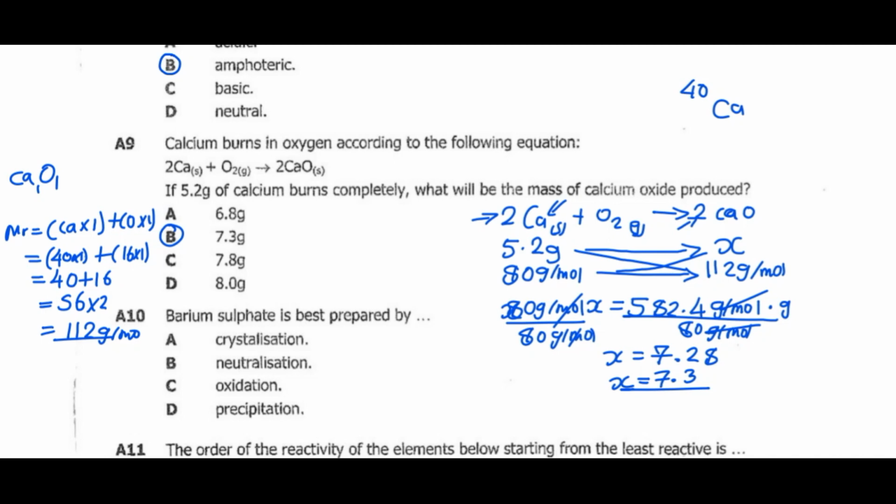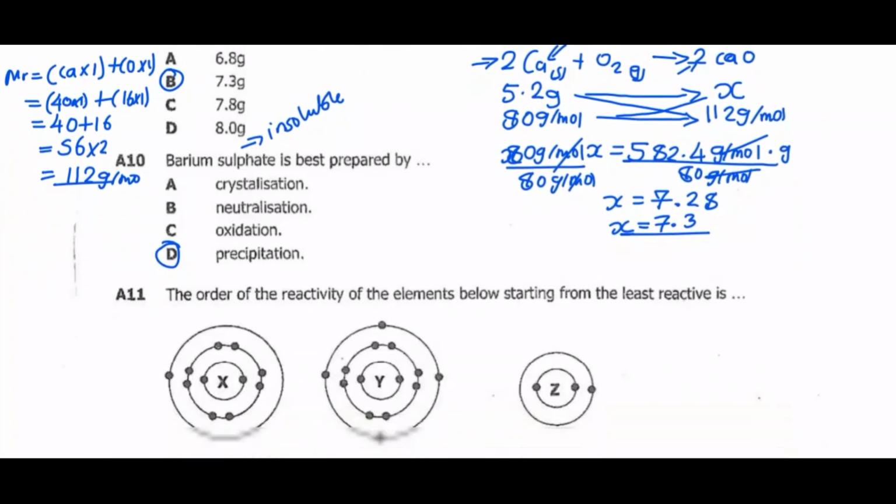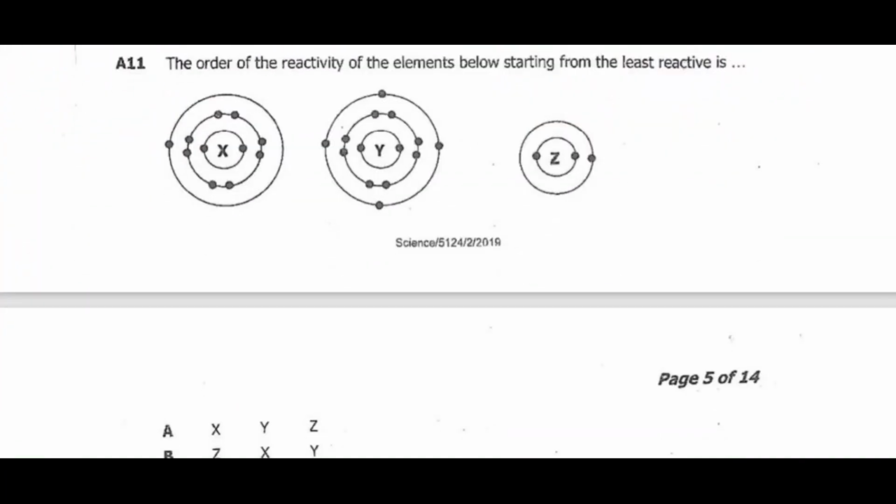Then question 10. Barium sulfate is best prepared by. So barium sulfate is an insoluble salt. Then what is the best method for you to prepare an insoluble salt? So we use precipitation. We go to question 11.